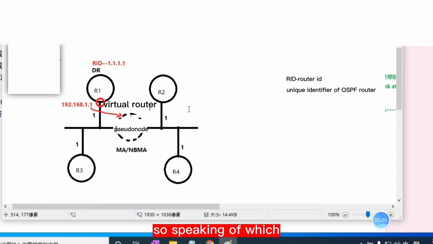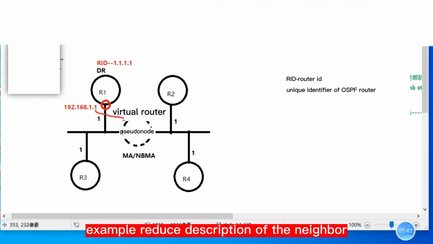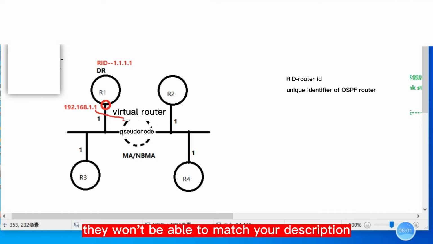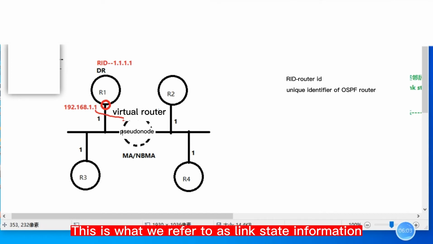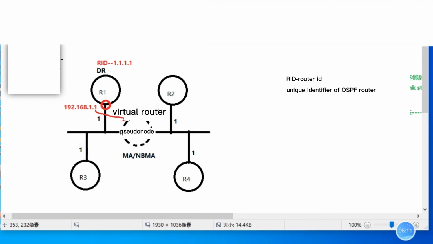Speaking of which, what we talked about in the last video: the reduced description of neighbors is achieved through pseudo-nodes. So how does it decrease? Neighbor information also has to be described. If you don't describe it, there's no message, and they won't be able to match your description. This is what we refer to as link state information. To calculate the routing information, the neighbor information has to be described, but you can't repeat it.